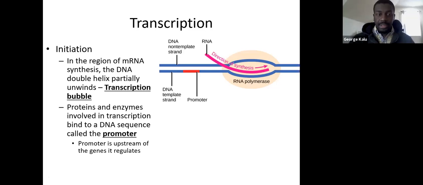So that's the initiation stage. Again, we're just unwinding our DNA, forming the transcription bubble, and then we have a bunch of our enzymes beginning to bind to the promoter.